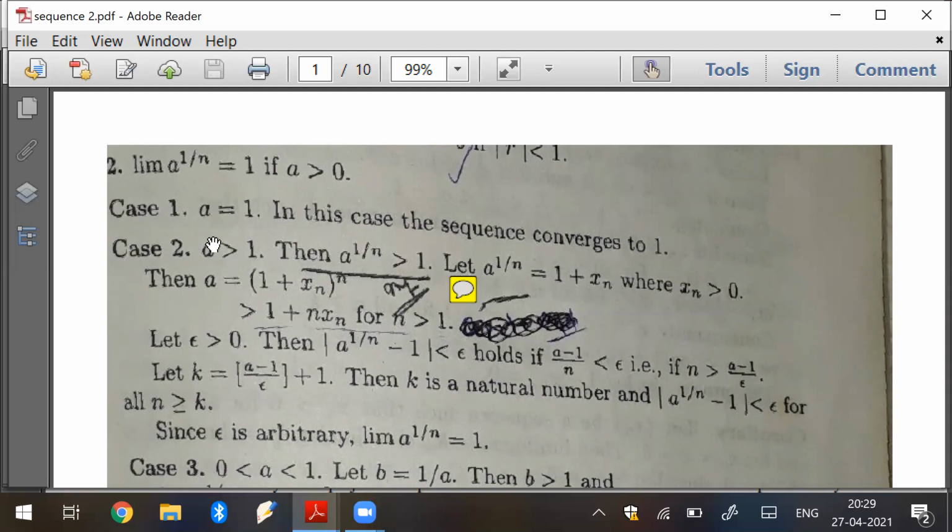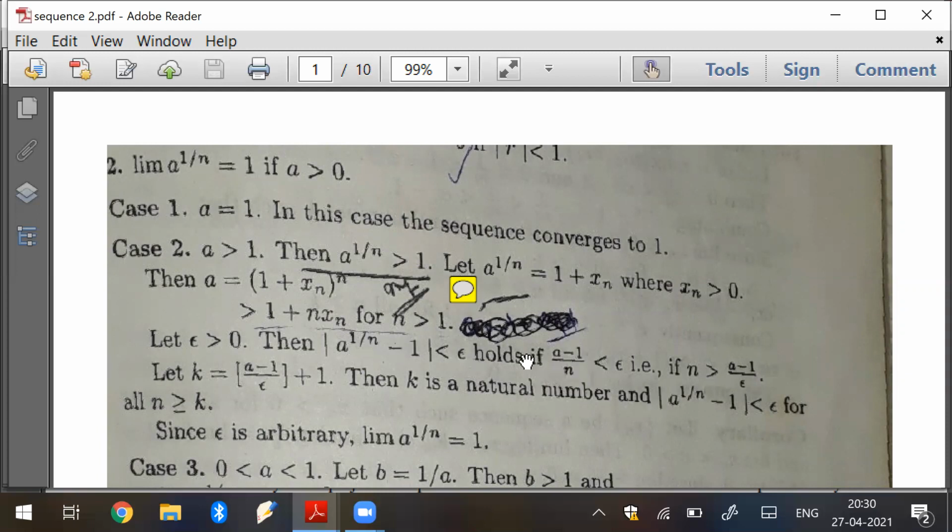And for that, what is the fundamental starting point? We have to choose any positive epsilon greater than 0. So we start with that: let epsilon be greater than 0. Then, as in the definition, we take the difference between the limit point and any sequential element, that is here a to the power 1 by n. Then we force it to be lesser than epsilon. Now we see when this will hold. If we break it down, we get a minus 1 by n less than epsilon. This is true if n is greater than a minus 1 by epsilon. We are just simplifying it.